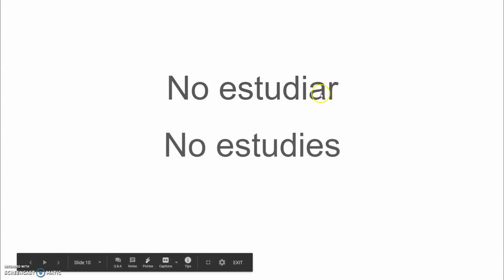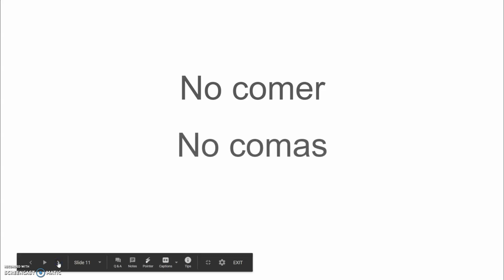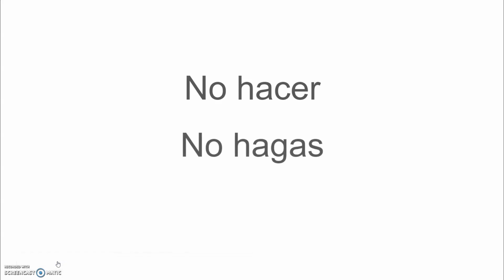Notice we've done the opposite vowel here and we've added an S. No comer. Give it a second. Is going to become no comas. Don't eat. And then here's an example of where the yos are going to be important because the yo form of hacer is hago. So don't forget you're going to need that G in there. So don't do is going to become no hagas.